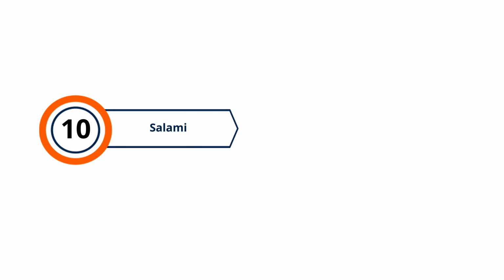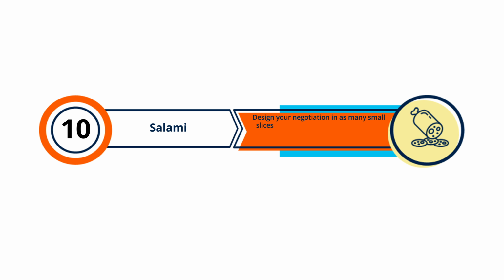Number 10, salami. Designing your negotiation in as many small slices as possible and trying to come to an agreement piece per piece until the other party says no. This tactic often produces concessions because the other party wishes to get away from increasingly uncomfortable situations. Tell the other party that it will not be possible to reach an agreement until all the issues are agreed on. Only then can a full and fair agreement be reached.